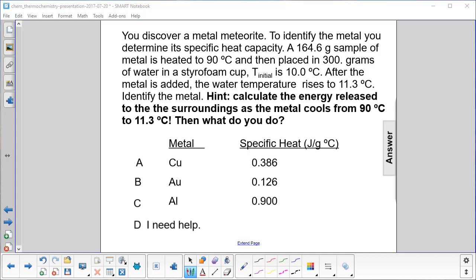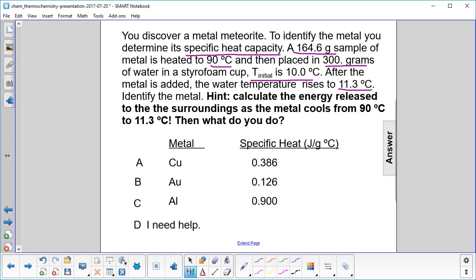You discover a metal meteorite. To identify the metal, you want to find its specific heat capacity. So you take a sample of the metal and you heat it to 90 degrees Celsius. You place it in 300 grams of water in a styrofoam cup. T initial of the water is 10. After the metal is added, the water temperature rises to 11.3.